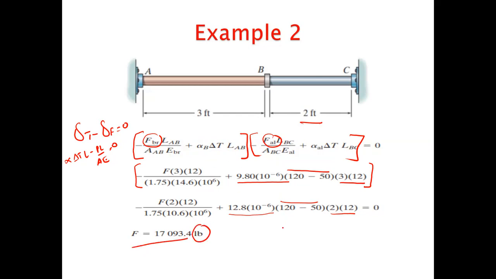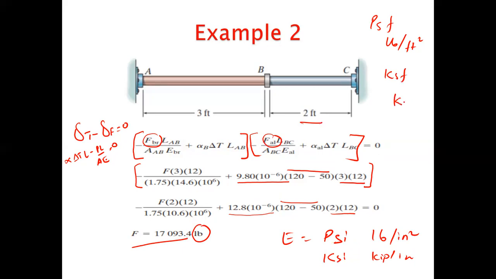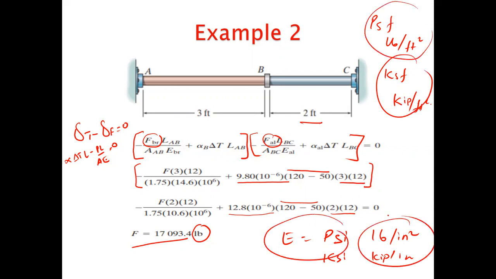Why is it in pounds? If you remember, our E is in PSI. PSI means pound per inch square. If it is KSI, it is kip per inch square. If it is PSF, it is pound per feet square. If it is KSF, it will be kip per feet square. Please remember these units during the exam. So by solving this, we got F as 17093.4 pounds. That is our F.